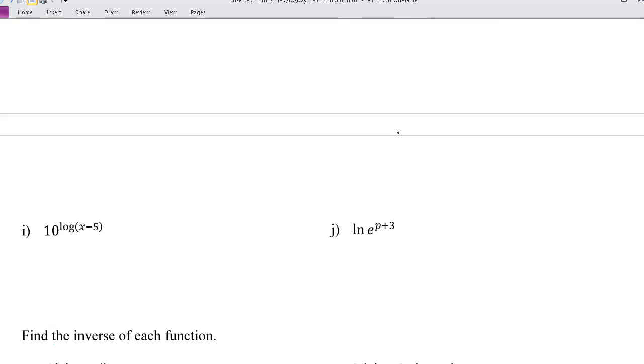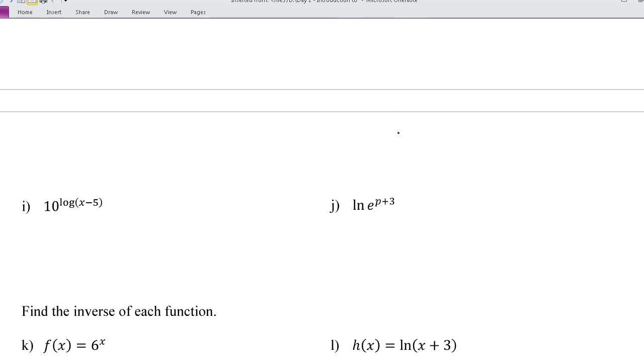Moving down to part I. Again, I have 10 raised to the log base 10 of x minus 5. So that 10 and that log base 10 cancel, and I'm left with x minus 5.